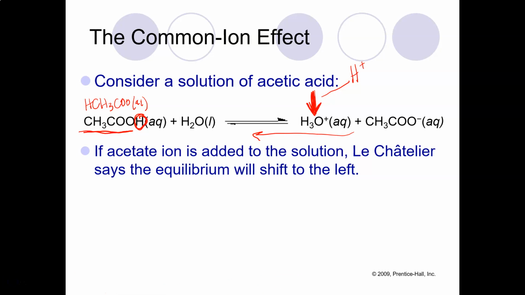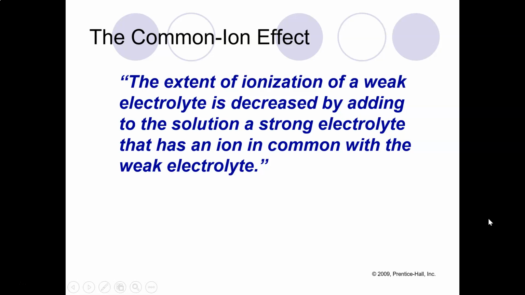Okay, so let's look at the words about the common ion effect, and then we'll come back and talk about this some more. The common ion effect says the extent of ionization of a weak electrolyte like a weak acid or a weak base, and the extent of ionization in terms of a weak acid or weak base means how much it either donates its proton or accepts its proton. So the amount of acidness or baseness, these are the fancy words, of a weak acid or base is decreased by adding to the solution a strong electrolyte that has an ion in common with the weak electrolyte.